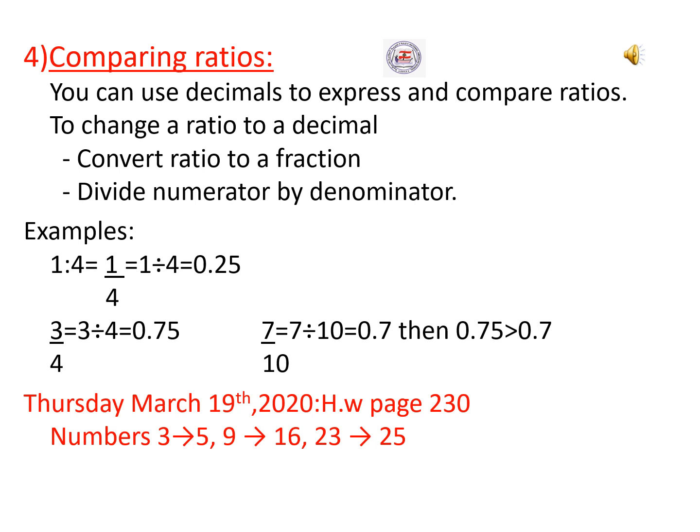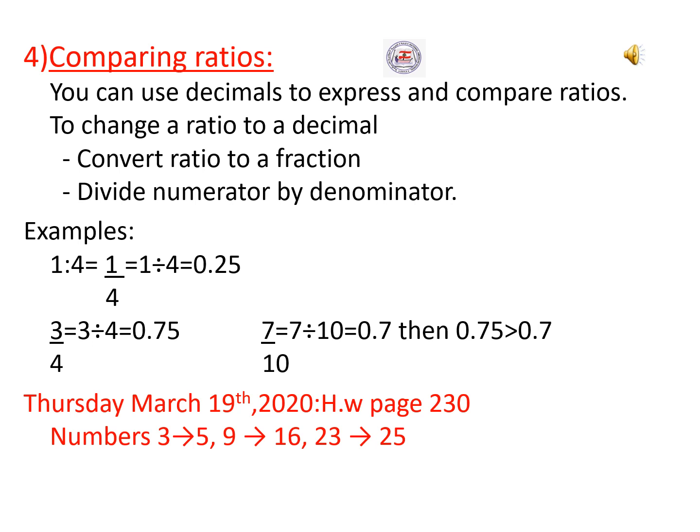Now compare 3 over 4 and 7 over 10. We write each ratio as a decimal. 3 over 4 equals 3 divided by 4, equals 0.75. 7 over 10 equals 7 divided by 10, equals 0.7. 0.75 is greater than 0.7. Then 3 over 4 is greater than 7 over 10.